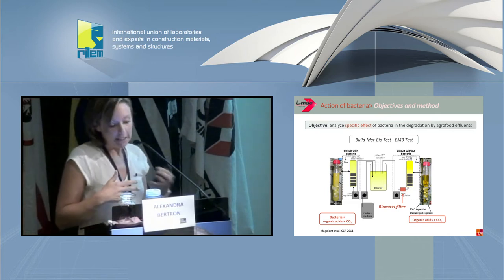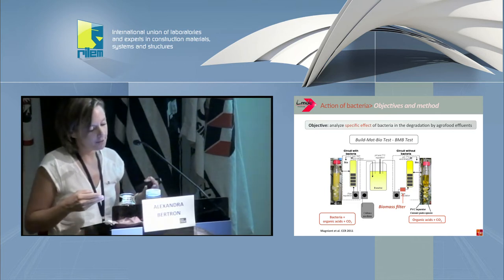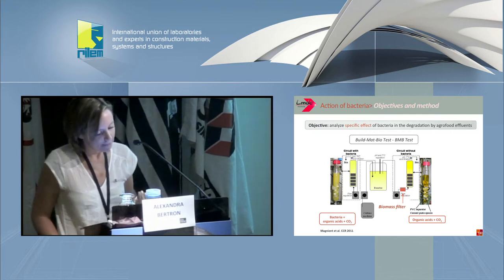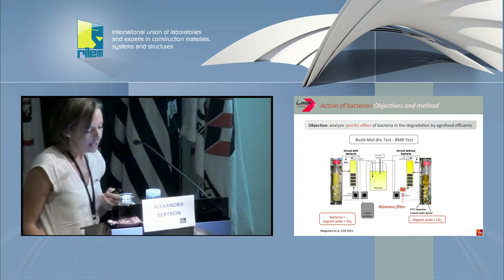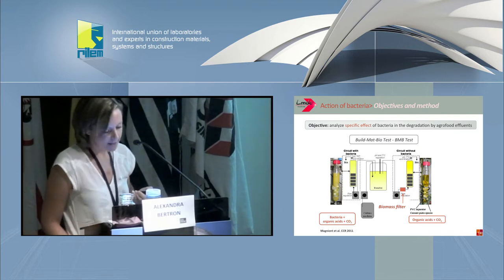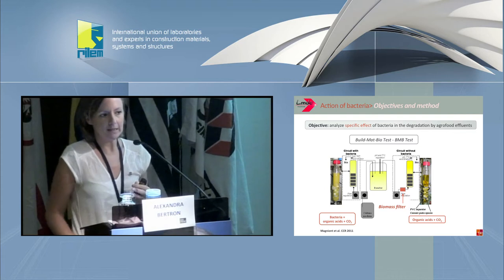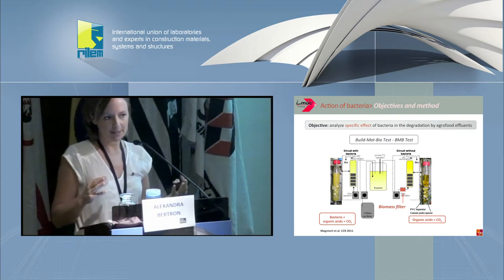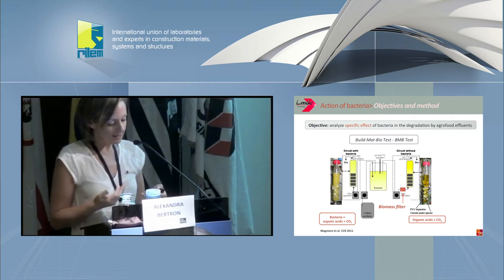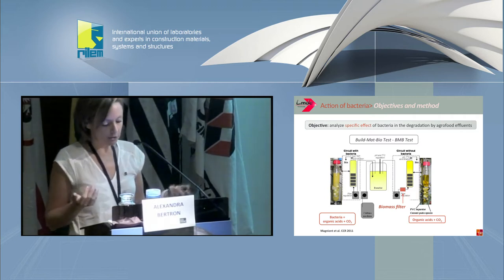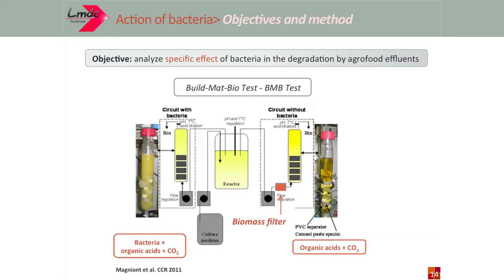The second type of aggressive agents in agricultural media are the bacteria. So our objective in this study was to analyze the specific effect of bacteria in the degradation by the effluents. The problem is that you can't separate the bacteria from their metabolites because they produce them continuously. So we decided to work by difference between a medium which contains the bacteria and the metabolites, and a medium which contained only the metabolites.